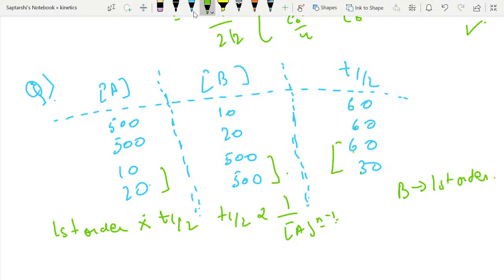And if we don't like this method, we can also do it by another method, which is, let us write the rate equation.